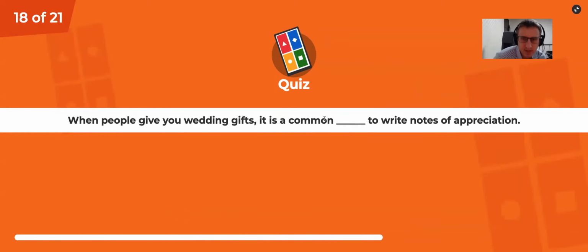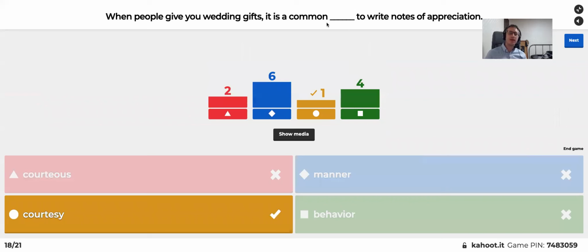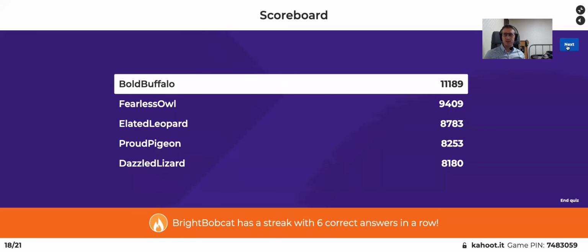When people give you wedding gifts, it is common blank to write notes of appreciation. Yes, so this is actually an expression, common courtesy. Common courtesy just means like a normal, nice thing to do, right? So if somebody gives you a gift, you write a little note and give it to them to say thank you, right? It's a common courtesy. So everyone does it. It's a nice thing that everyone does. So if you didn't get that one, it's a little tricky.